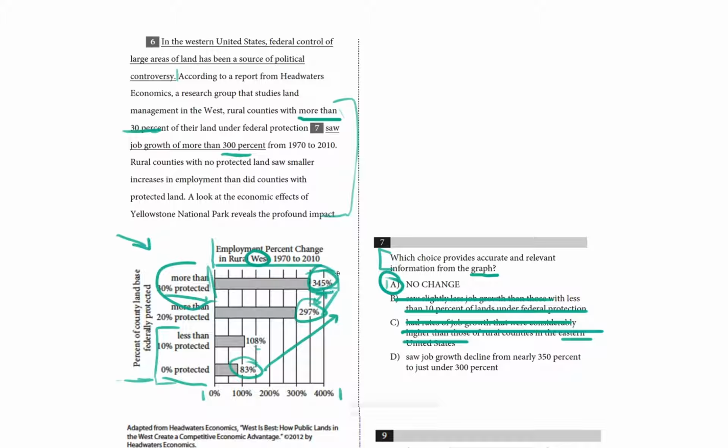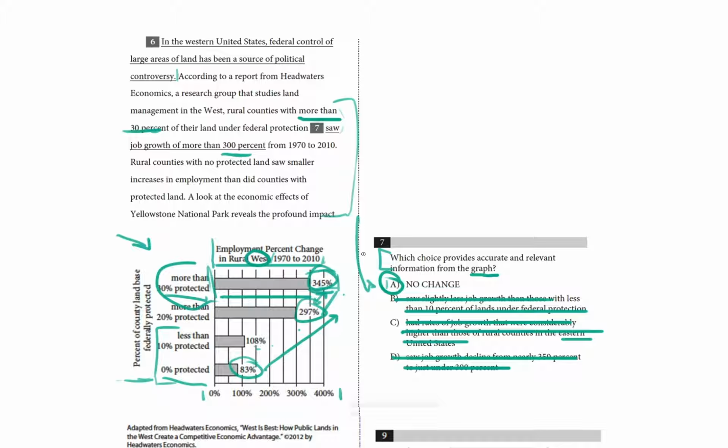But we're not looking at job growth decline. This is the amount of job growth that occurs in a bunch of different counties during a specific period. All of these employment percent changes are positive and referring to different counties. So this is not true. That's just comparing two different classes, the more than 20% and the more than 30%.